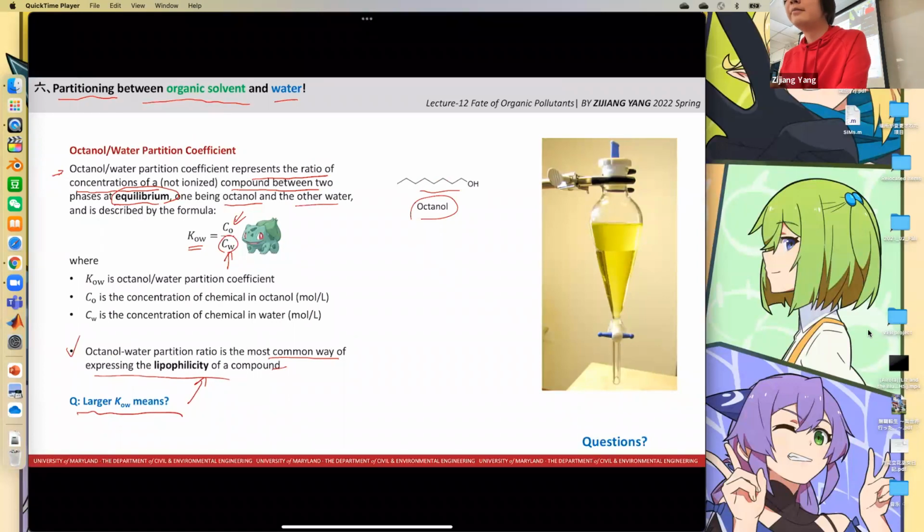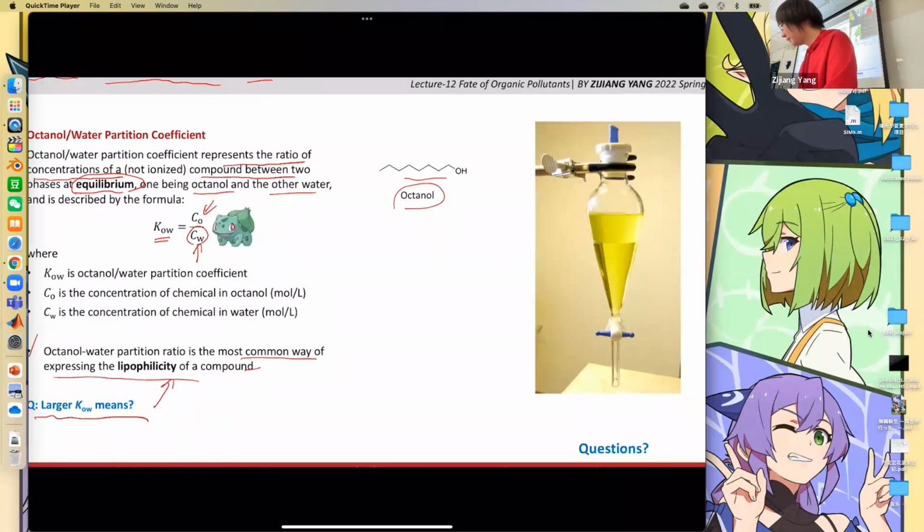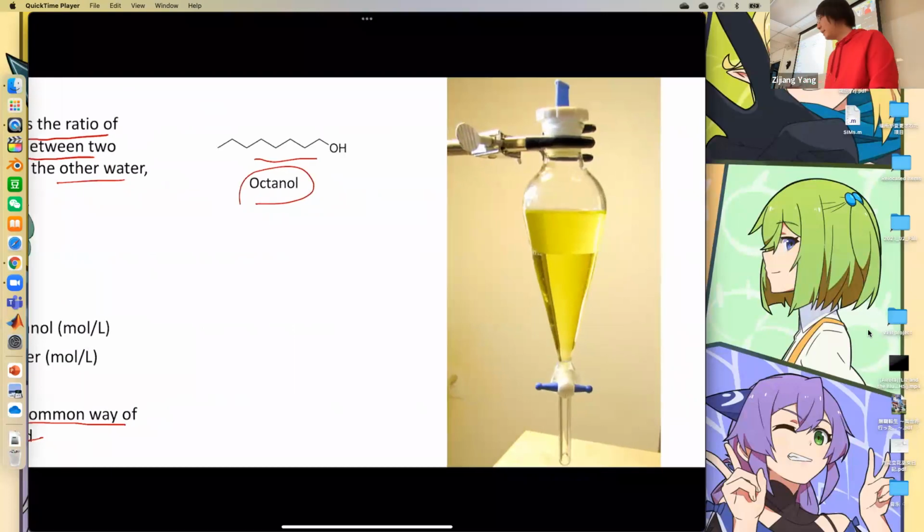So when we're saying the concentration of the chemical in water, like in the picture there, when it's just octanol, it's more like a solid phase, or I guess, what does it mean for it to be in water exactly? It's just down to the water, so it's kind of dissolved.